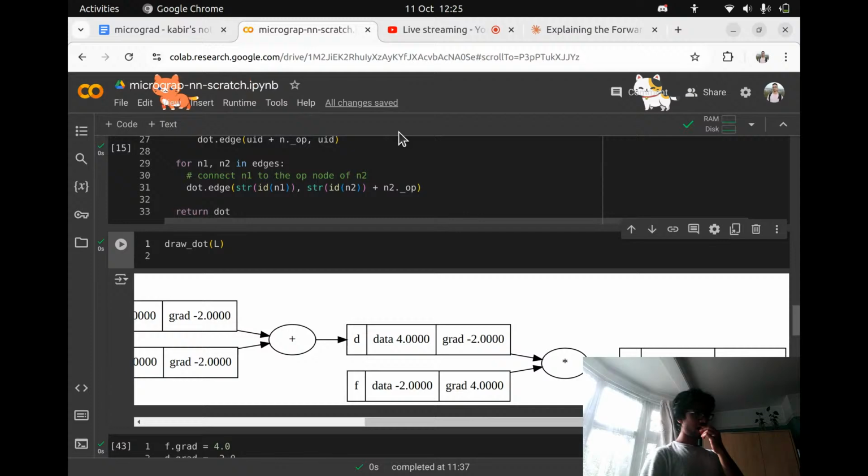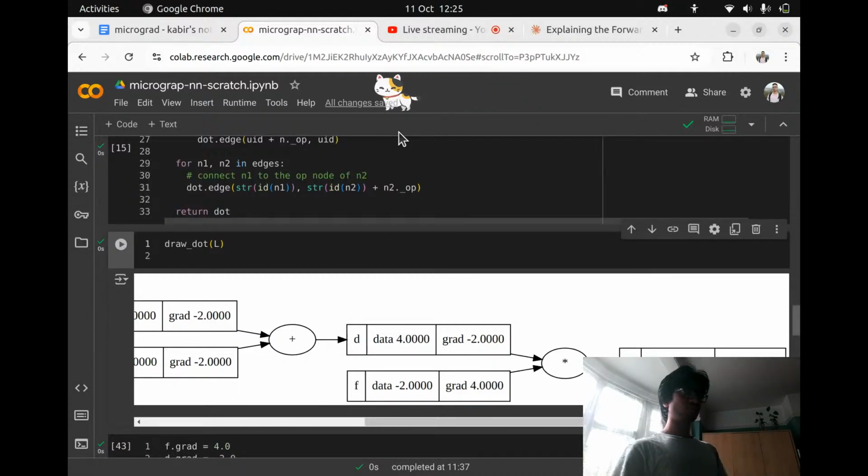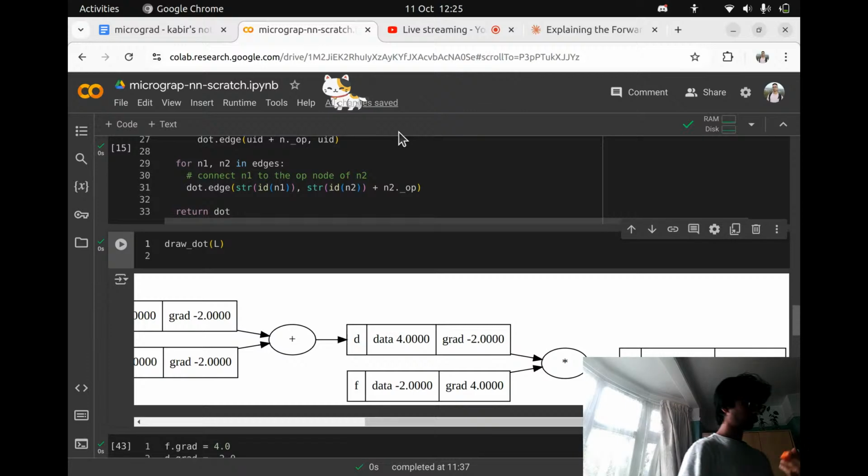And we know what is the impact of d on L. So we know dL by dd, the derivative of L with respect to d. We know that that's negative 2. And now, because of this local reasoning that we've done here, we know dd by dc.